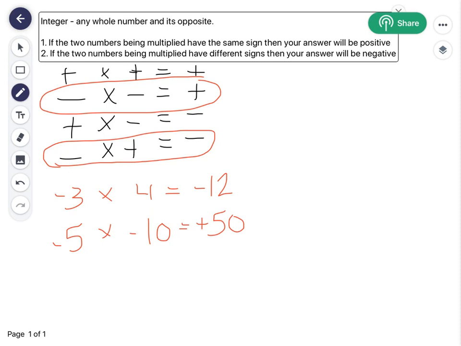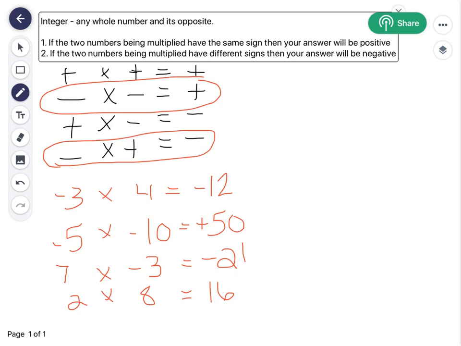Next, if we had 7 times -3, they have different signs. We have a +7 and a -3, so my answer is going to be negative, and 7 times 3 is 21. All right, last one we'll do: 2 times 8 equals 16. They're both positive, so my answer is positive.